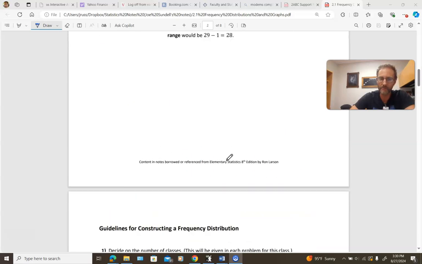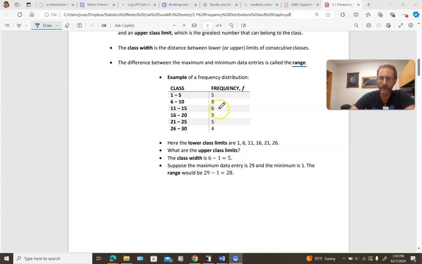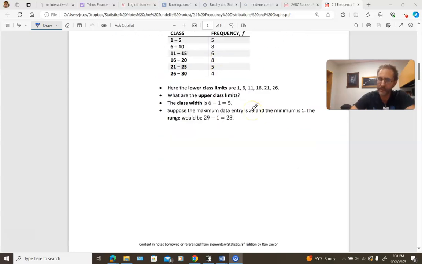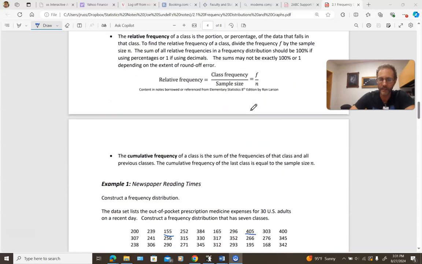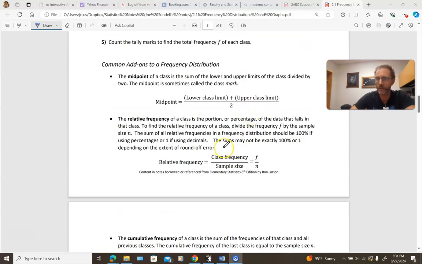So for example, up here, if I wanted to find the relative frequency of this class, 11 to 15, I can see that there's 6 data entries in that class, and so I would divide 6 by the total number of data entries, or the total number of frequencies here listed. And that's going to give you a decimal. And a decimal is fine, but you can also convert it to a percent by multiplying it by 100. Okay. Sometimes you have to be careful with round-off error with these relative frequencies.